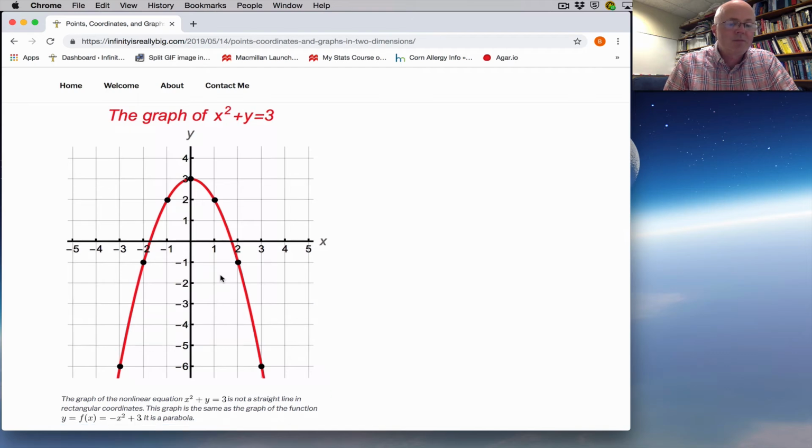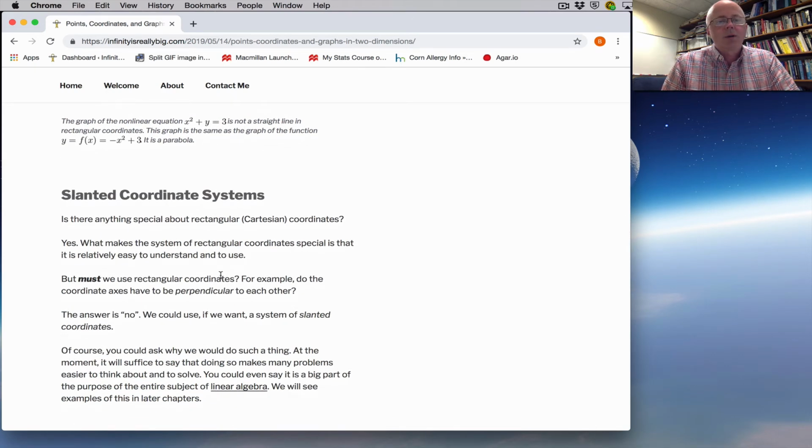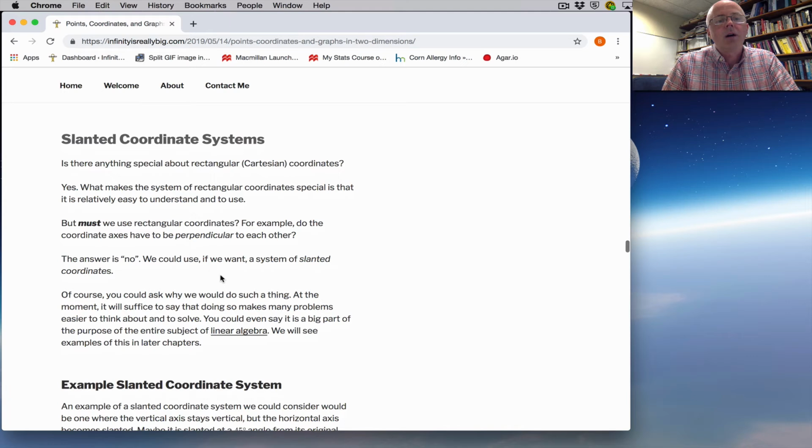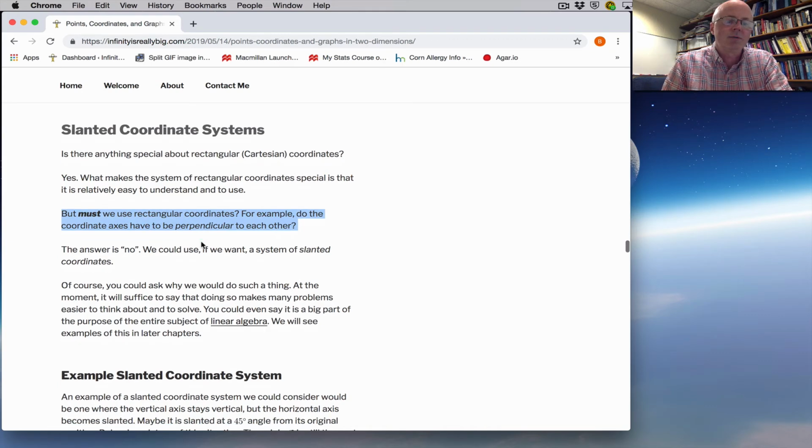What about other kinds of coordinate systems? The first other kind of coordinate system I call a slanted coordinate system. I start by asking, is there anything special about regular rectangular Cartesian coordinates? Yes, it's because they're relatively easy. But must we use rectangular coordinates? For example, do the x and y axes have to be perpendicular to each other? The answer is no. Though that does beg a question: is it very useful to consider other coordinate systems? And again, that's the main point of linear algebra, that it is useful.